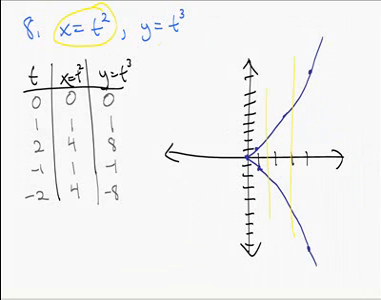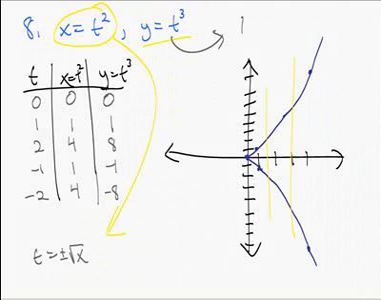Now, we can, however, solve this equation, y equals t cubed, for t, because you can see what happens. If we tried to solve x for t, what we would get is that t is equal to plus or minus the square root of x. And so we can't solve t explicitly in terms of x. It's either the positive or the negative square root. However, we can solve y for t. T is equal to the cube root of y.